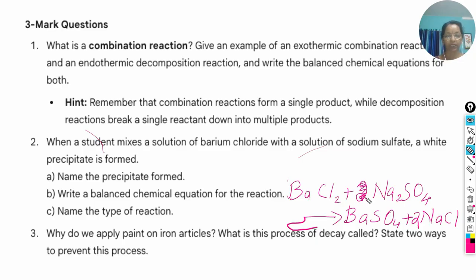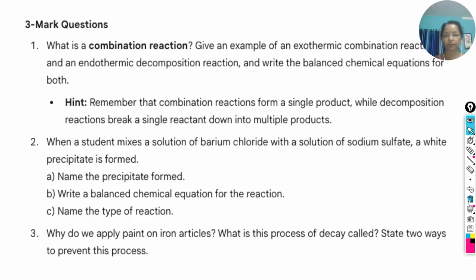Name the type of the reaction. The type of the reaction is double displacement reaction.